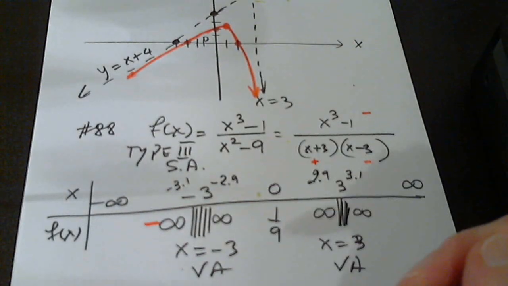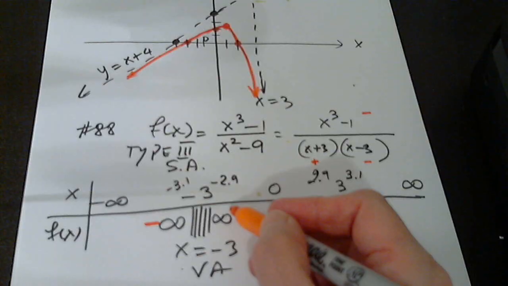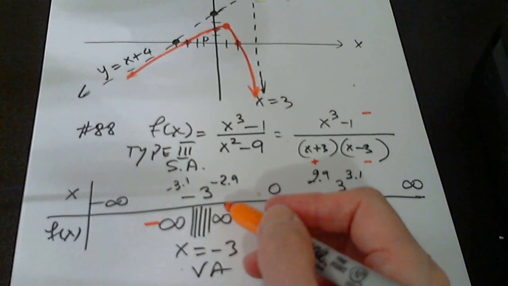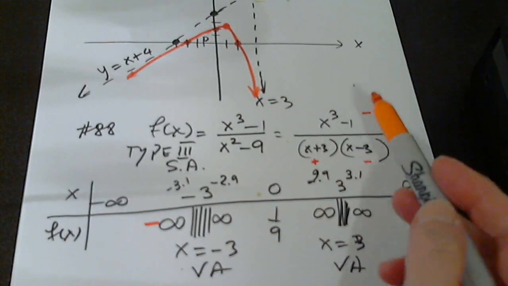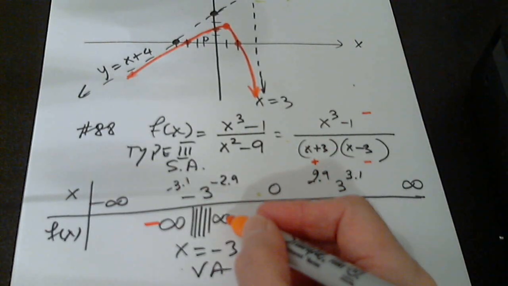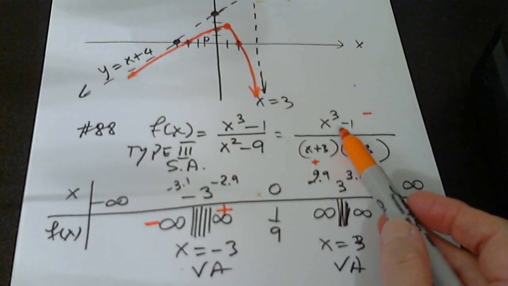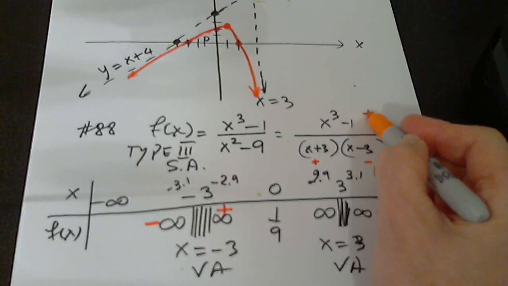What did we get with negative 2.9? Please try it. This is negative, and this is positive. So the sign is? Would it be positive? Indeed, very good. With 2.9, this is positive.